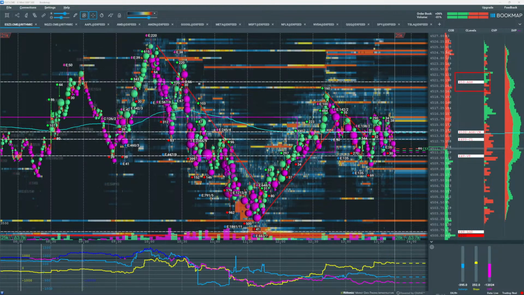And note all of this is a session volume profile over on the far right, showing where most of the volume is concentrated for the entire session. And my session begins at the open yesterday afternoon at 6 p.m. Eastern Time. So what I'm looking at is this right here.